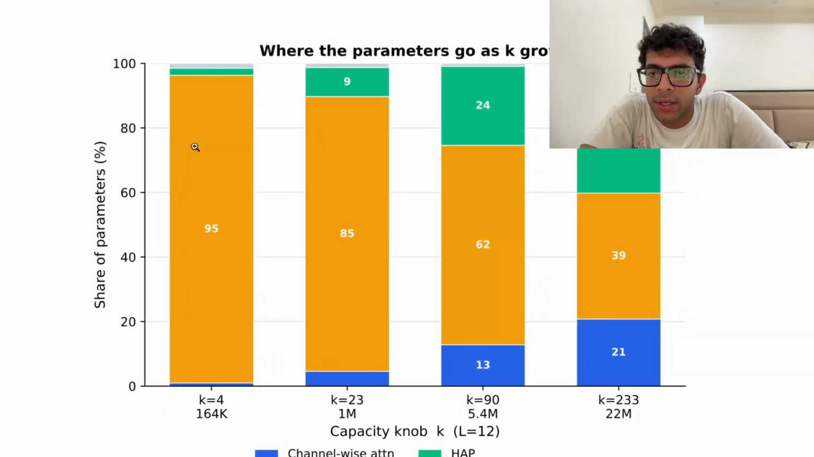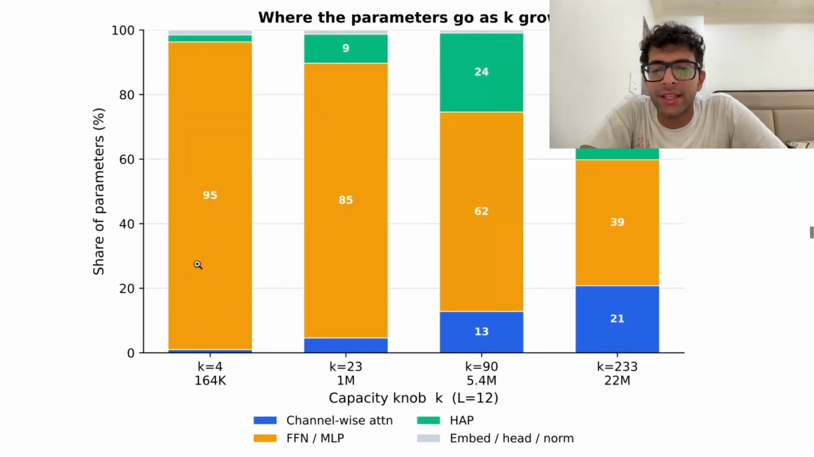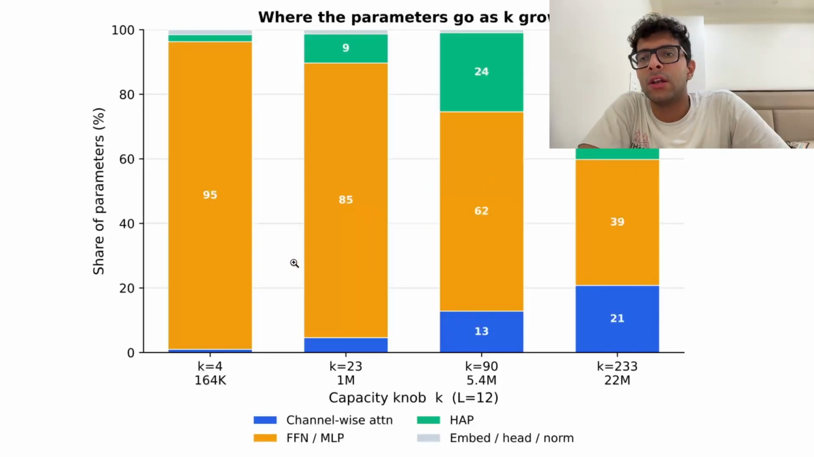So when the K is 4, the share of parameters that go towards the FFN is 95%, and the channel wise attention gets just a measly 1% of the parameters. As we increase the K, the share of parameters being used for the channel wise attention, which is something new for us, keeps increasing. So we're now at K90 and K233, and 21% of parameters are now being engaged in channel wise attention. But keeping K as 233 does not give the best kind of scaling, because a lot of parameters have now gone towards the HAP.